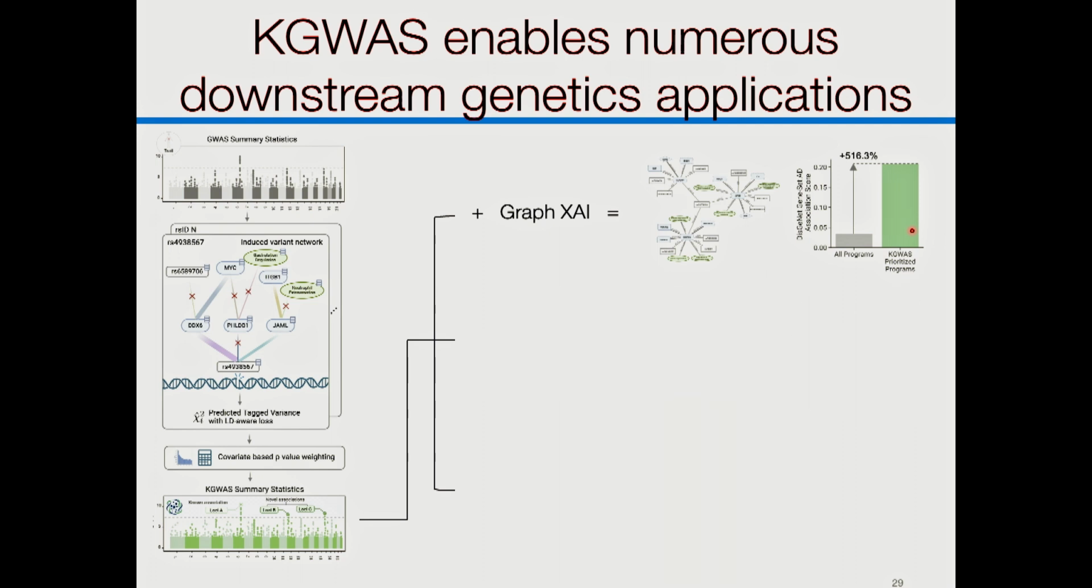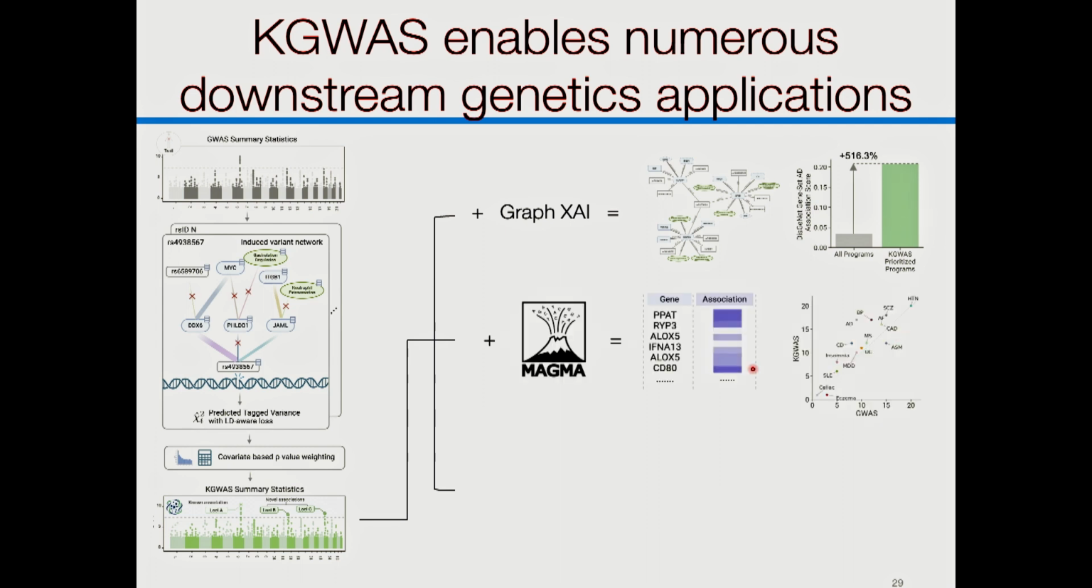And because GWAS has been so fundamental for the past 20 years, there are lots of methods building upon GWAS. So if we have a better GWAS method, then you can simply connect it with the other methods and see if the performance increases as well. For example, we connect the GWAS summary statistics to MAGMA, and we find that it is able to identify disease-critical genes with much higher accuracy compared to the base GWAS.